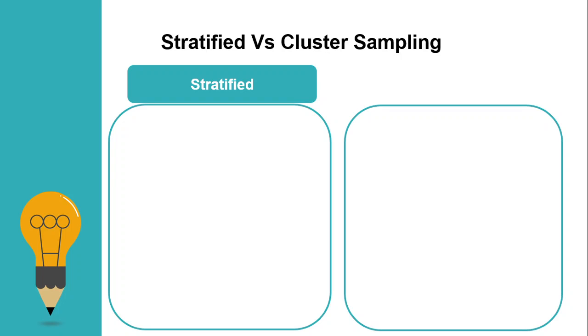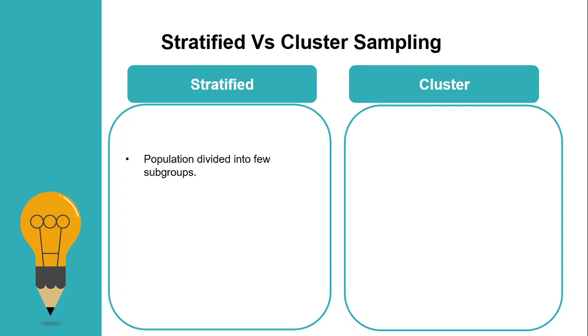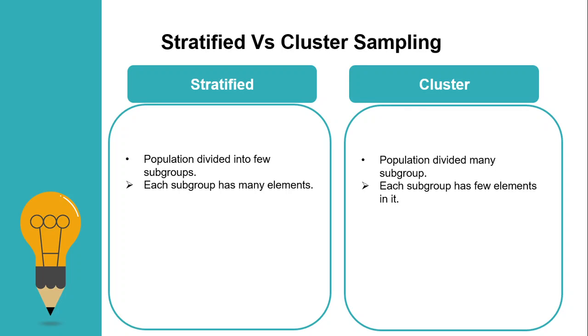Here is stratified and cluster sampling. We compare stratified and cluster sampling. In stratified sampling, the population is divided into few groups, but in cluster sampling, the population is divided into many groups. And each subgroup has many elements in stratified sampling, but in cluster sampling, each subgroup has few elements in it.